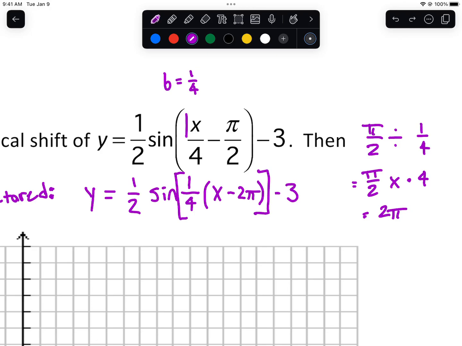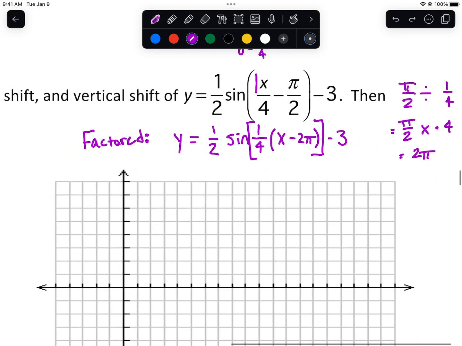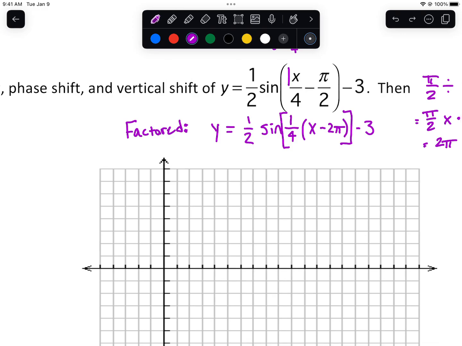If you were to distribute the 1/4 back in, you should get this same thing that you have above. But I like the factored form because you can look right at the factored form right away and tell what the phase shift is. So I guess we'll get to that here in a second. The amplitude is going to be 1/2, the number out in front of the sine function. The period is typically 2 pi over your b, 2 pi divided by 1/4.